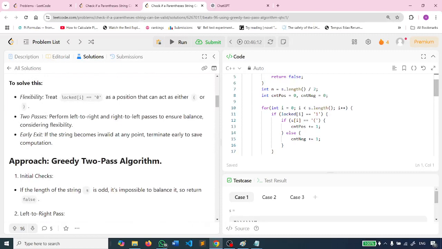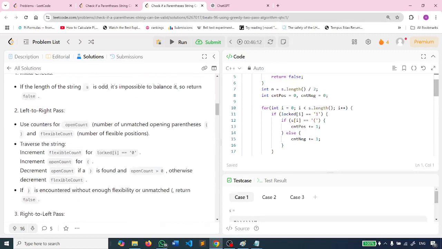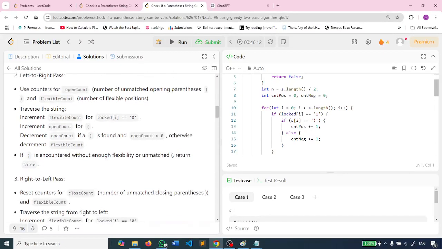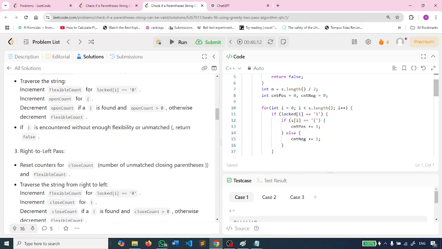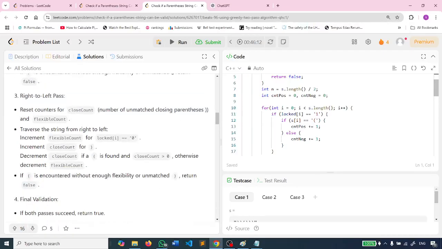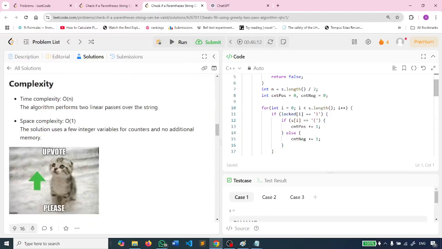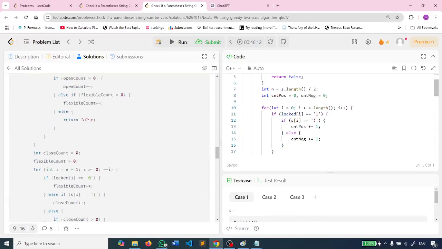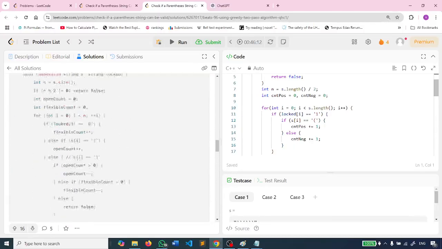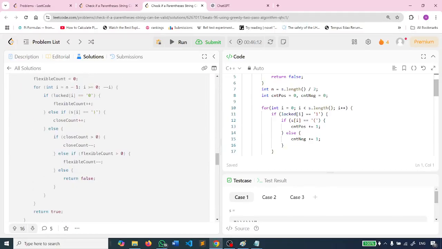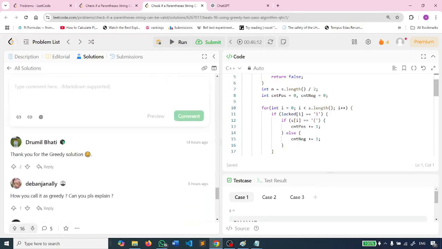Perform left and right to ensure balance approach. Okay, use counters. Uh, what? What? I don't want to spend my brain anymore on this solution. What is he even yapping, bro? What is this, man? How many pluses and minuses this guy has used in his solution?